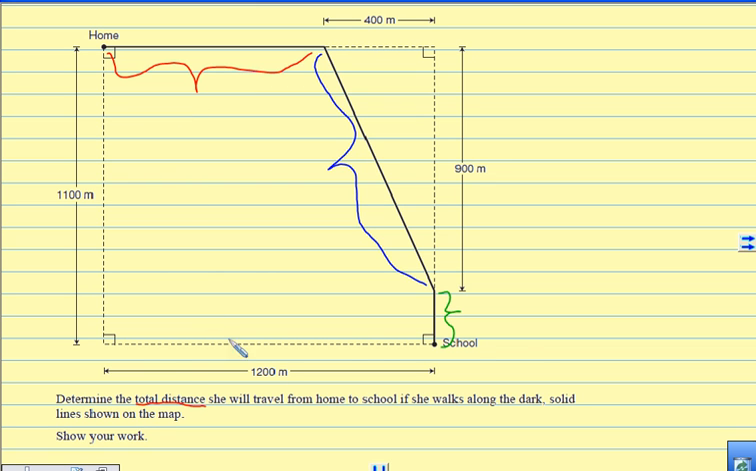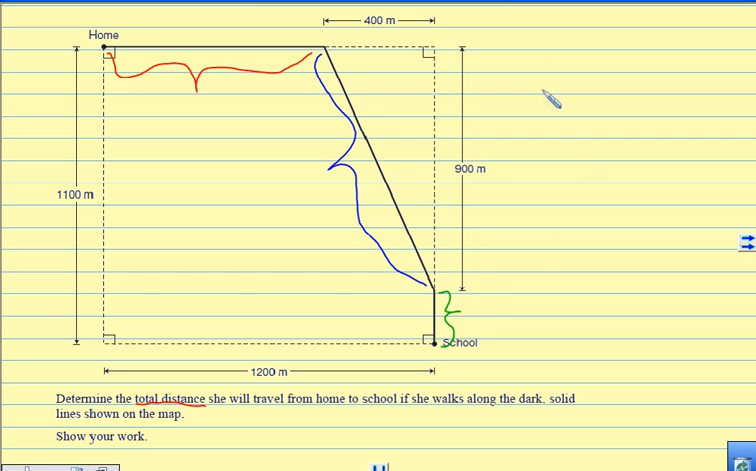Well, we know the total distance along here is 1,200 meters. We're told how much this is here, so we should be able to find the red length. The green length is similar to that. We know this total length here, and we know this cutout part, so we could find out this green part here. And now the blue part, though, is kind of tricky.